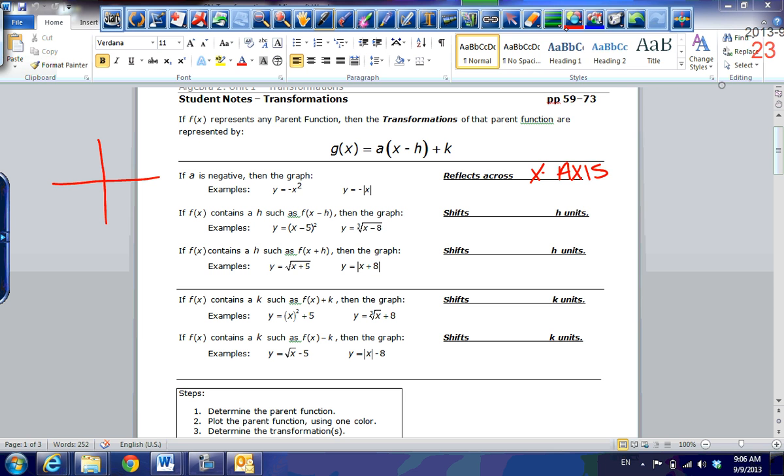So if our parent function quadratic, y equals x squared, looks like this, that's y equals x squared. Then my negative, what's that one going to look like? Negative x squared.